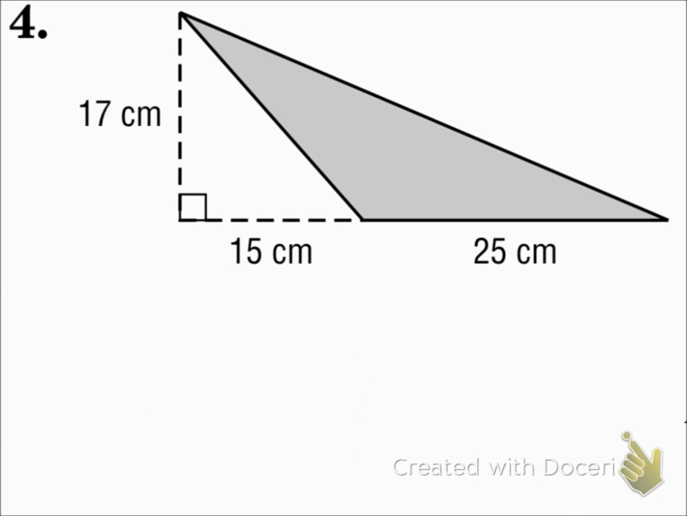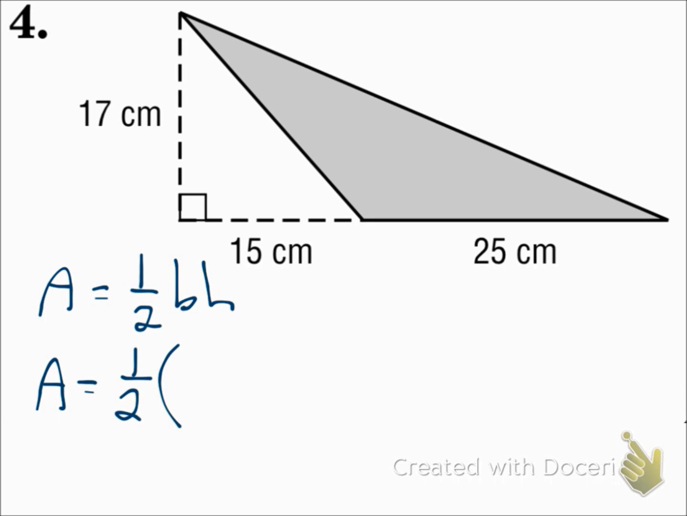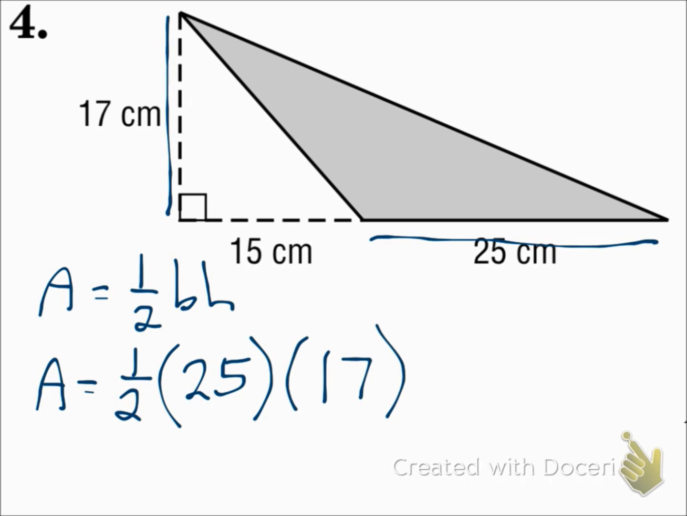Find the area of this triangle. Well, for a triangle, area is 1/2 base times height. On this triangle, the base will be 25, and the height is the distance from the base to the top, and that'll be the 17. So we've substituted in our base and height, work that out, and we get 212.5 centimeters squared.